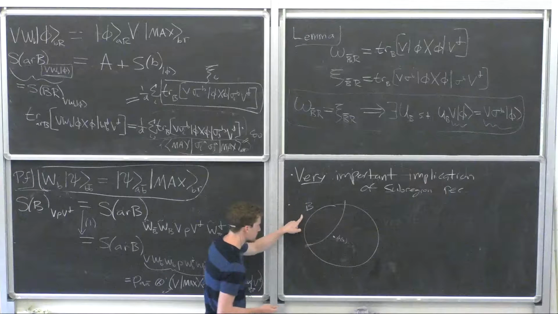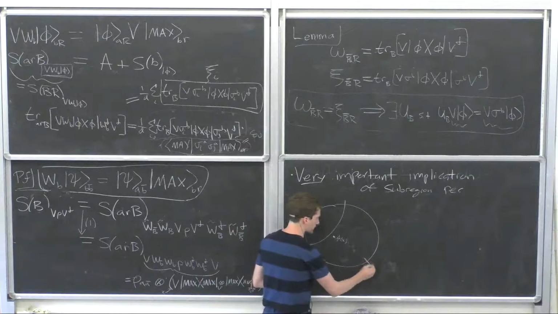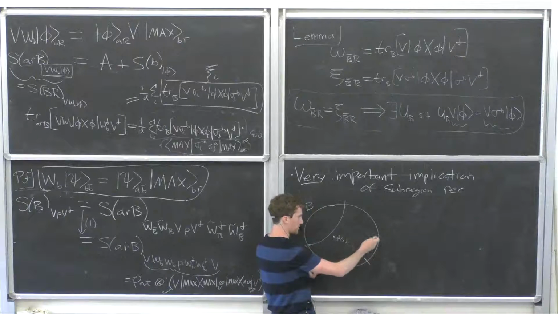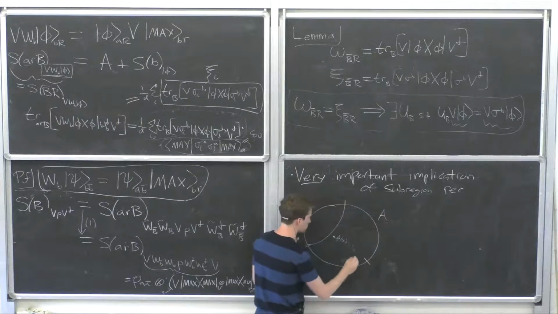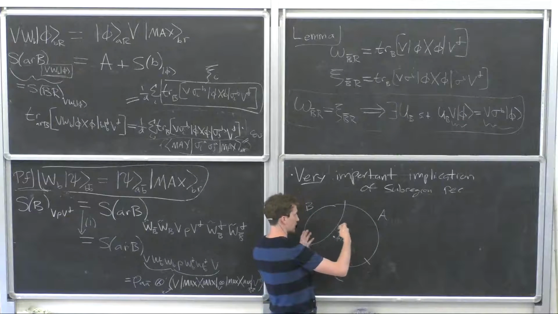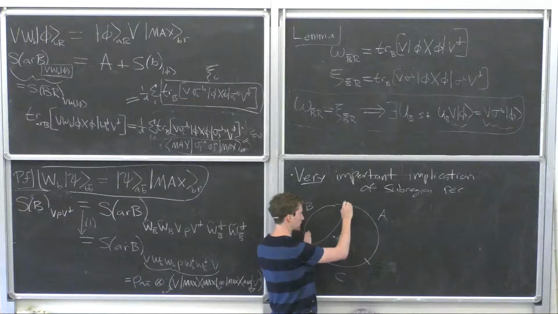So let's say that this capital B was 1/3 of the boundary. And then we're going to divide the rest again into thirds. So we're going to have three pieces, A, B, and C, that will all be 1/3 of the boundary. Let's say we're talking about vacuum AdS, just for simplicity.